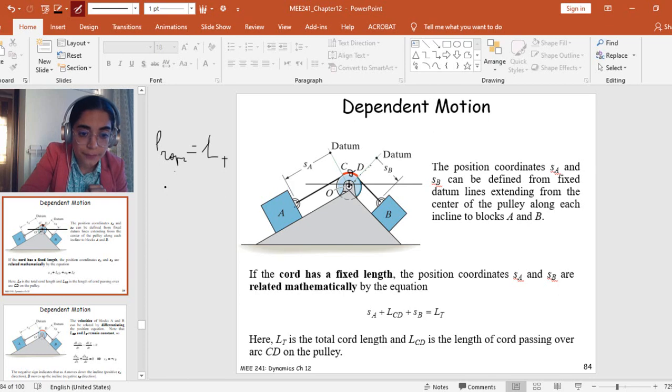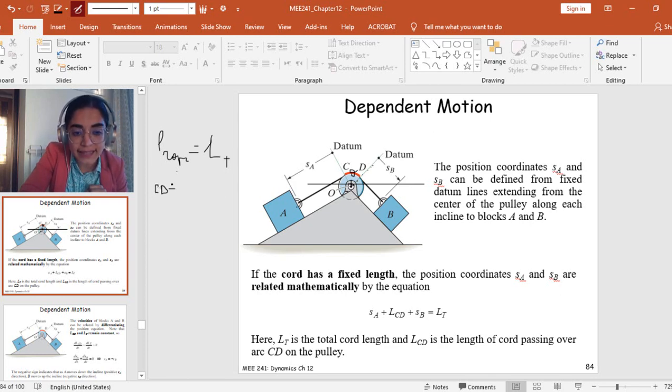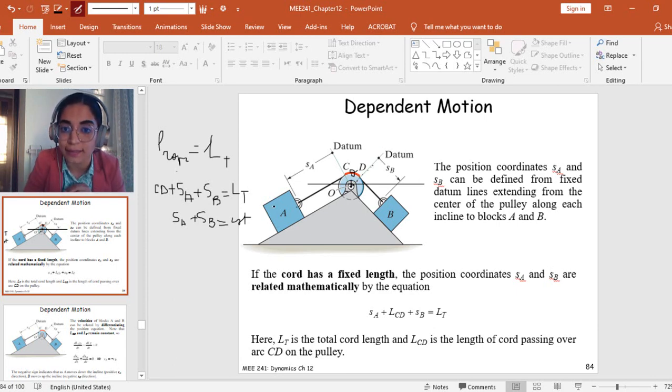It is in fact this CD here plus SA going from the origin, which is the same origin, guys. I cannot say that this O is the origin for A, and then, for example, this O here is the origin of B. They must have the same origin lying on this datum here. So this datum will indicate the zero position, all right? So CD plus SA plus SB should be equal to the total length of this rope, LT. Now, what does this mean? This means, guys, that SA plus SB will be equal to LT minus CD, which is constant. CD is constant, and the total length of this rope is always constant.